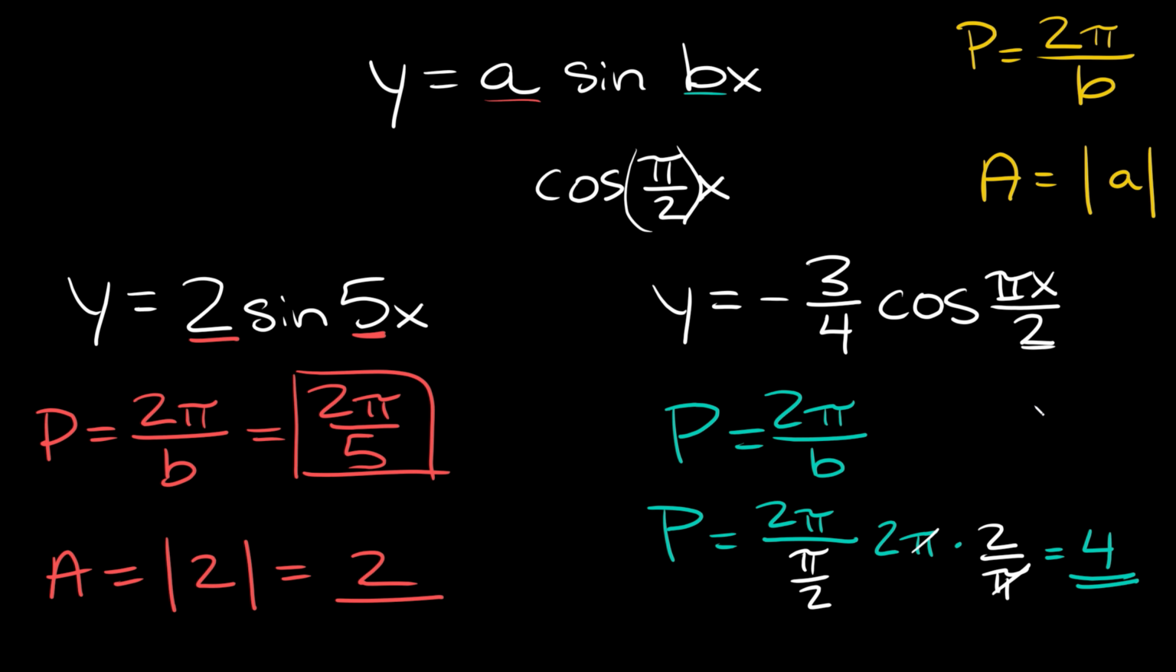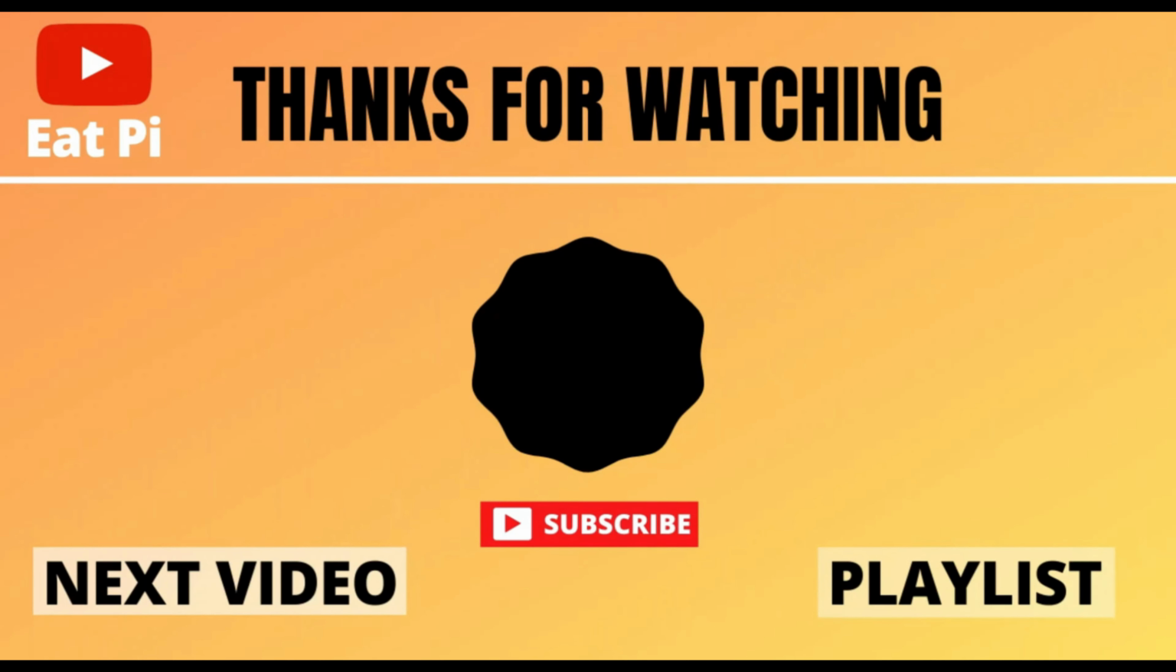And lastly, in order to find the amplitude, right, the amplitude is going to be equal to the absolute value of a, and a in this case is -3/4, right? So the absolute value of -3/4 is just +3/4. There's your amp.